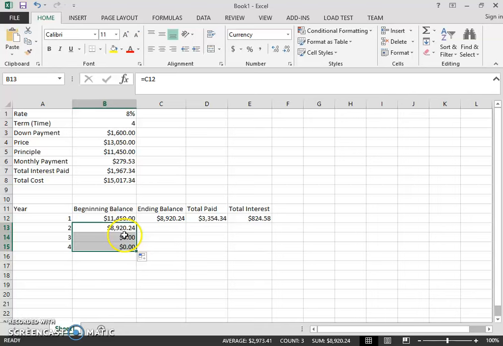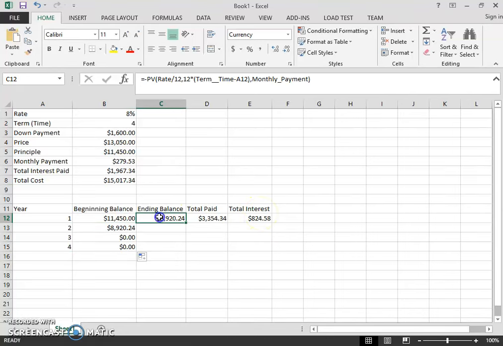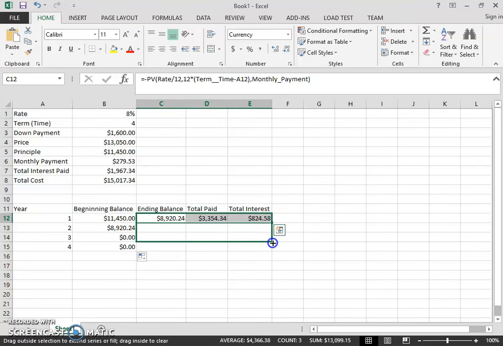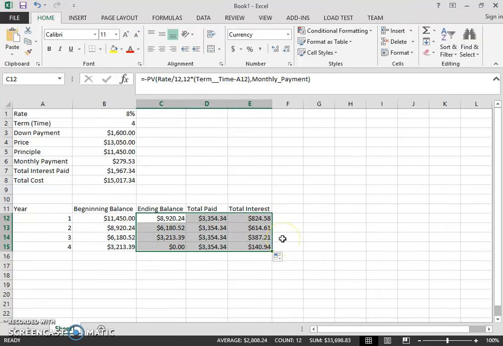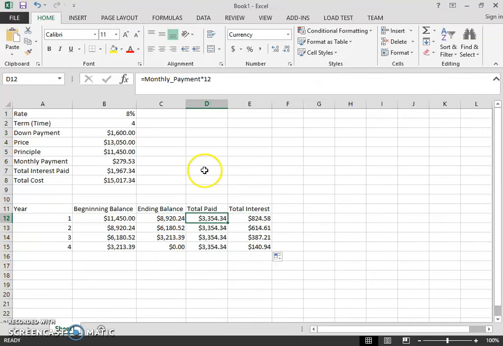Even though they're coming up as zeros for now, it's because we need to fix our ending balance, our total paid, and our total interest. Easiest way to do that is to highlight the 3 and just run our fill handle down. And we can see that as we're paying off our car loan, our beginning balance shrinks, our ending balance shrinks. Our total paid stays the same because that is a constant of our monthly payment times 12 months. But as you can see, as we pay it off, our interest gets lower each and every month.